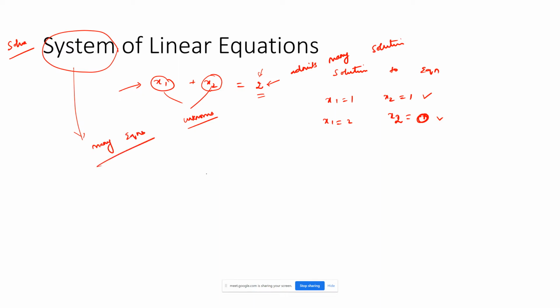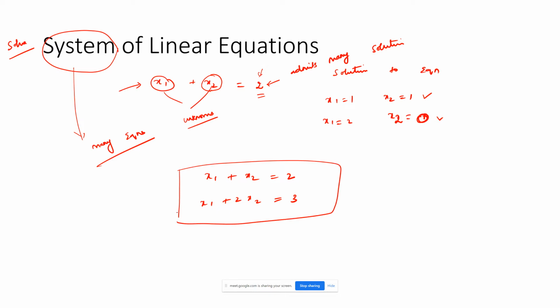Now what do I mean by many equations? For example, I can have x1 plus x2 equals 2 and x1 plus 2 times x2 equals 3, right? When I say system of equations, I have one or many equations in general, right? Now what do I mean by a solution to a system of equations? Always remember, a solution means an assignment to the unknowns in the equation. Even though I have two equations here, the unknowns are nothing but x1 and x2.